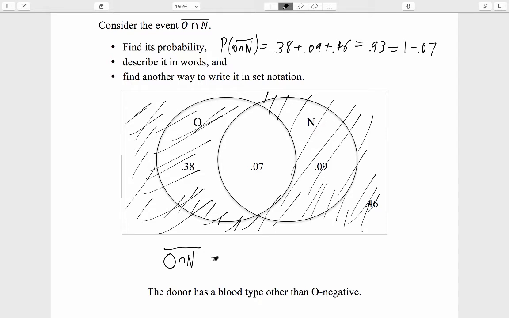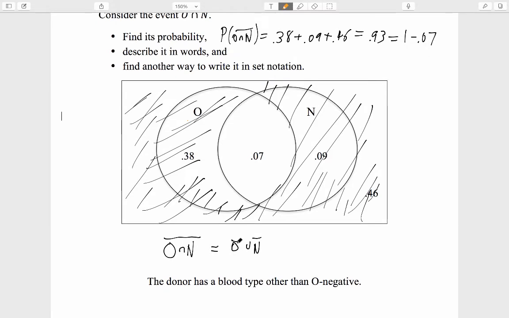But I'd like to propose another approach that I don't expect you to have thought up on your own. Let me write it down and then try to convince you that it's true. Let's think about what this means. O complement, union, N complement. O complement is a certain event, and we can shade it in the diagram. I'm going to shade it in orange here. Everything outside of O is the event O complement.